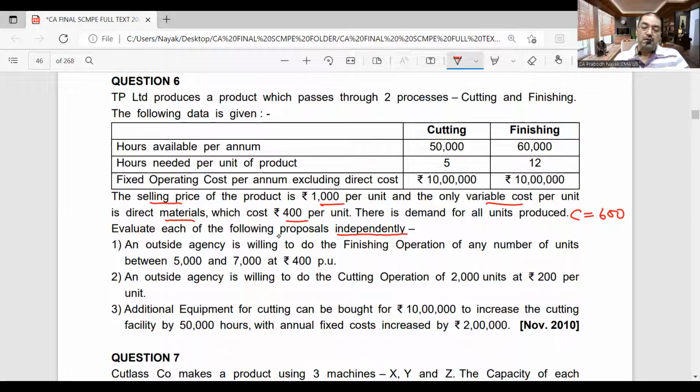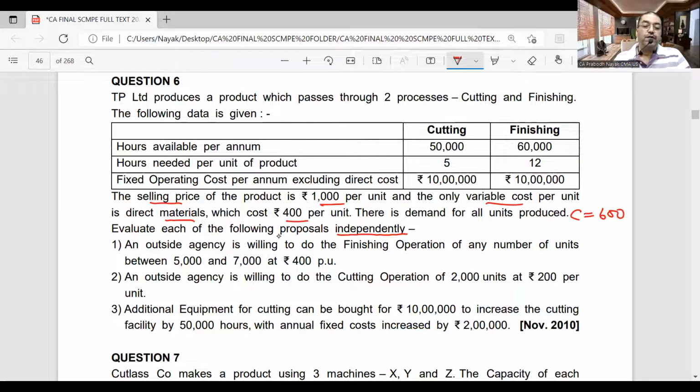First proposal, an outside agency is willing to do the finishing operation of any number of units between 5,000 and 7,000 at 400 rupees per unit. Second, an outside agency is willing to do the cutting operation of 2,000 units at 200 rupees per unit. And third, additional equipment for cutting can be bought for rupees 10 lakhs to increase the cutting facility by 50,000 hours, with annual fixed cost increased by 2 lakhs.